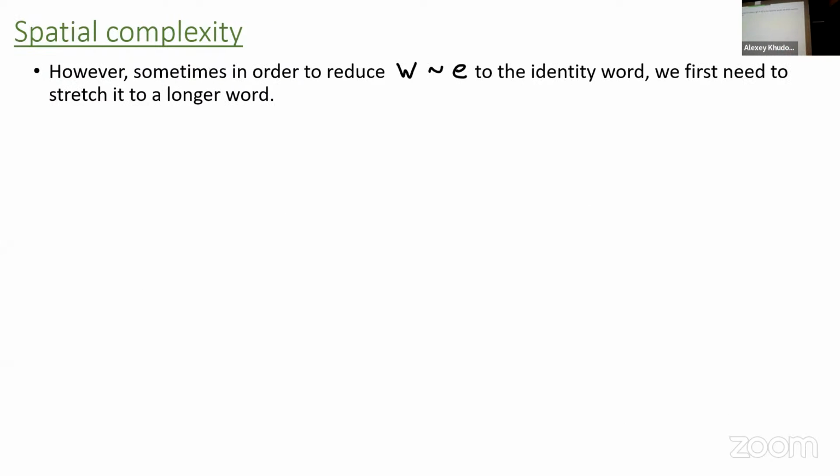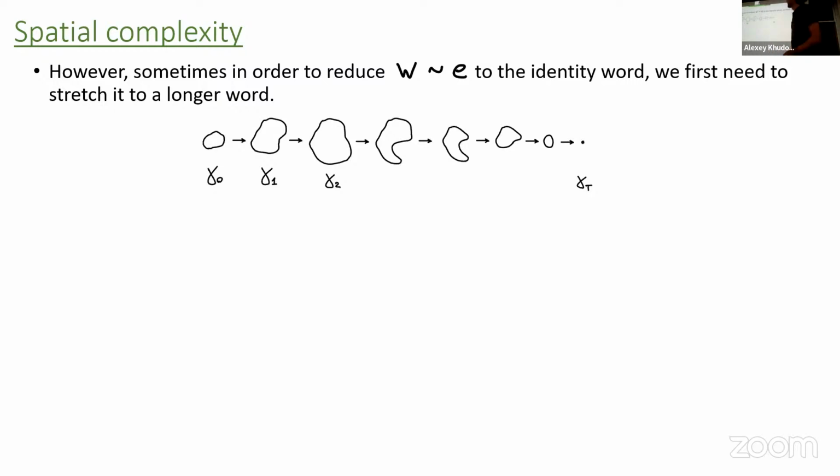So we can also talk about the spatial complexity. Sometimes in order to reduce a word to the identity, we first need to stretch it to a longer word. So suppose this was my gamma 0, my original word. It's a loop on a Cayley graph. I'm just not drawing the graph itself. It actually multiplies to the identity, but the only way you can contract it to a point is to first expand this loop to a bigger loop, and only then can you contract it back.